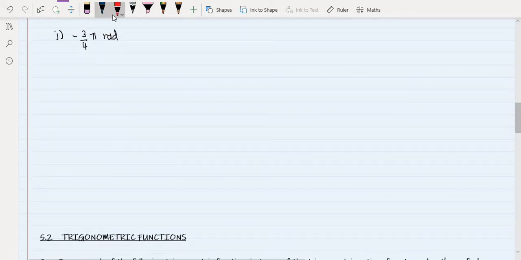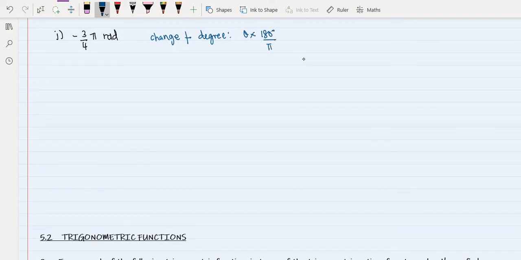Okay, so for the next one, I'm given theta is also still a negative angle, but now theta is in radians. So what I have to do is first change it to degrees. To change to degrees, we use the formula theta times 180 degrees divided by pi. So my theta is negative 3 over 4 pi times 180 degrees divided by pi, and pi and pi will cancel, 4 times 1, and 4 times 45. So 45 times negative 3 gives me negative 135 degrees.